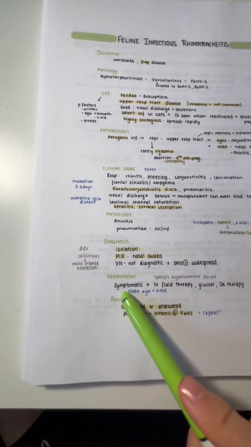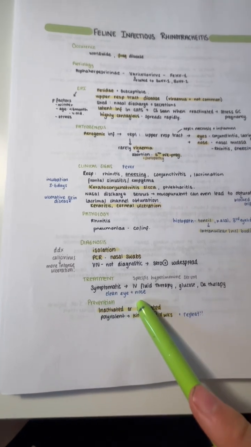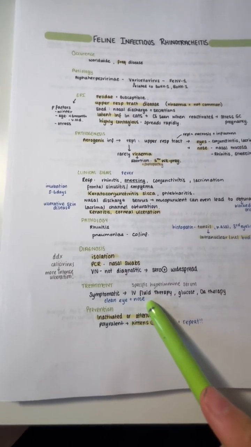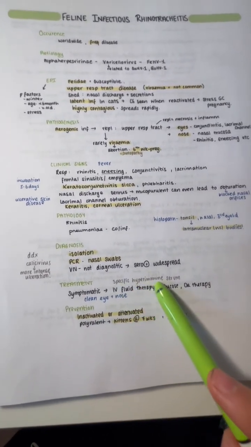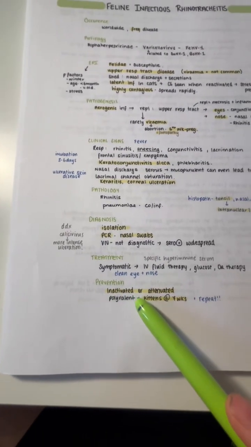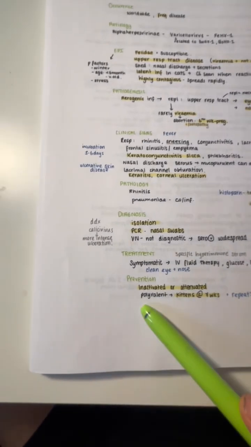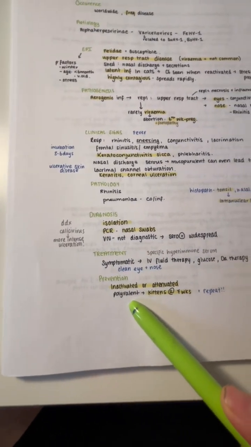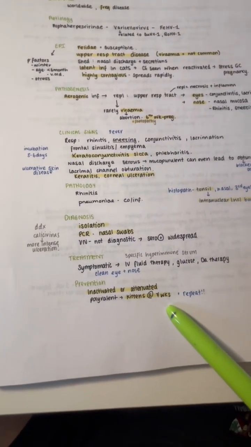For the treatment, as a symptomatic treatment, you clean the eyes and nose, and you can give IV fluid therapy, such as specific hyperimmune serum, glucose, and for the prevention, you can give an inactivated or attenuated vaccine. It's polyvalent, so in kittens, give it at 7 weeks old and you repeat it.